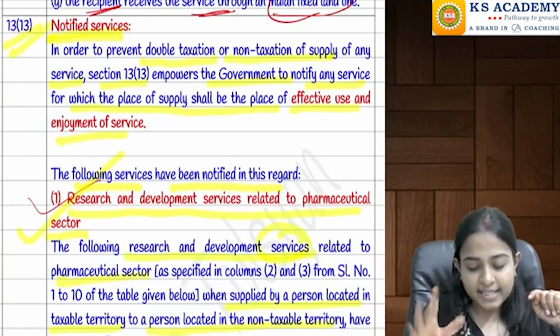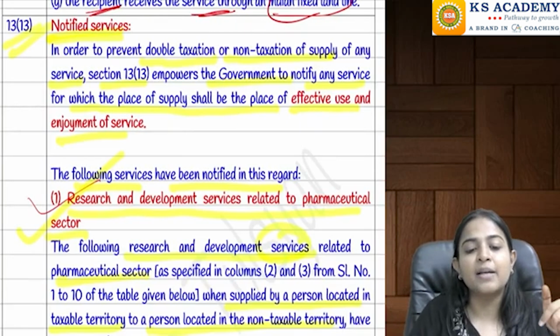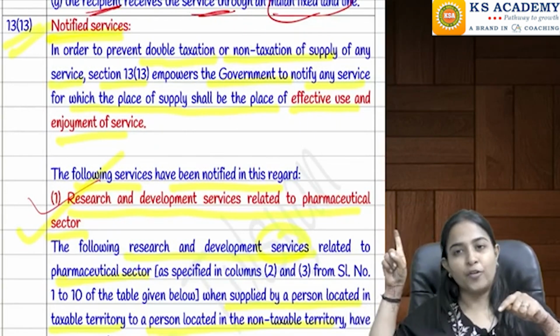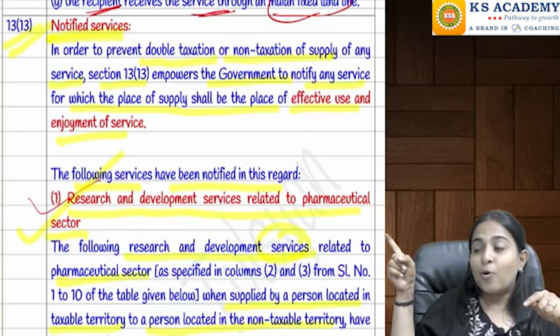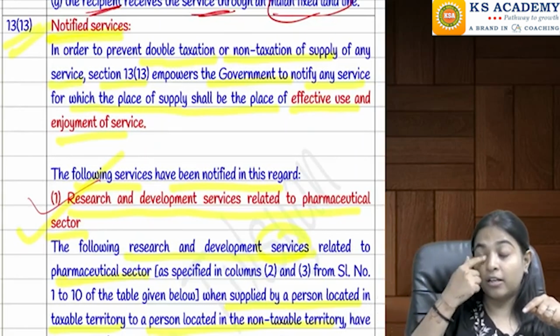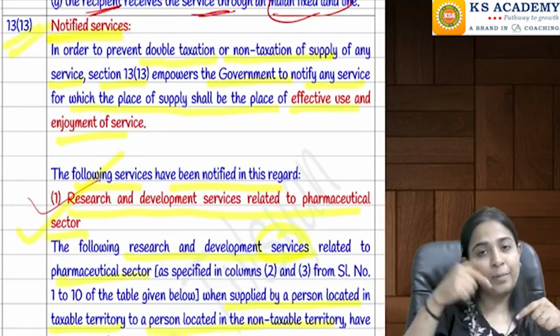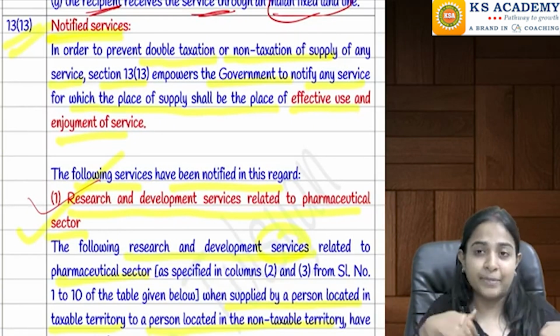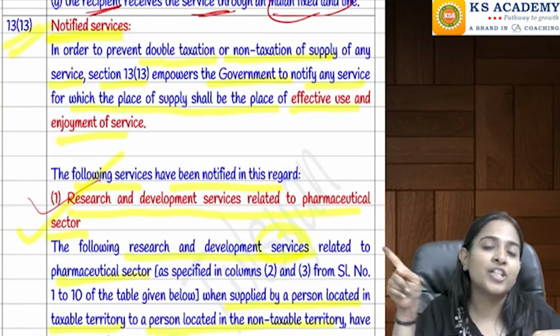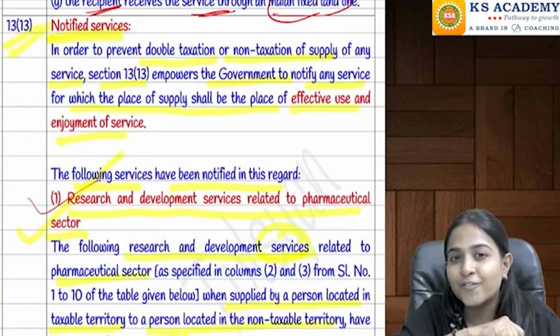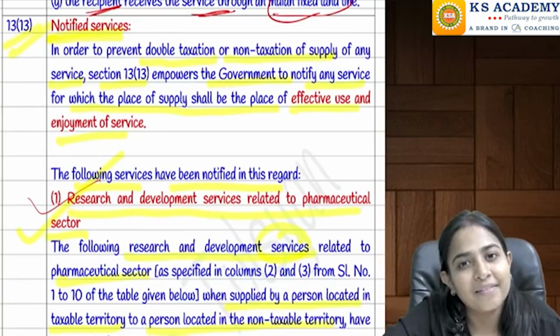Yes, but the government says that in such a case, the place of supply will be the location of the recipient of service. The recipient outside India has told me to do the research and development here in India. I am the supplier, he is the recipient. His location will be considered as the place of supply. So can I say this will be considered as export of service and export benefits will be available?